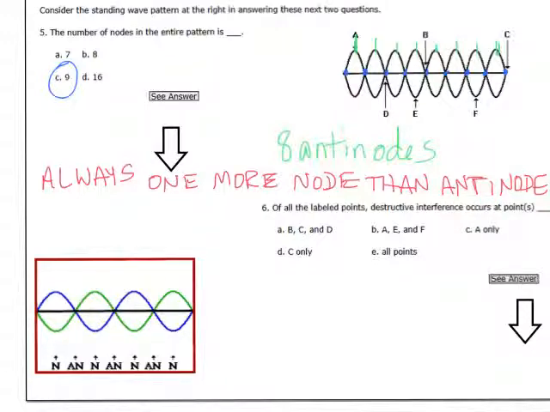Now for our other question, of all the labeled points, where is destructive interference occurring? I hope you remember that destructive interference is where the nodes are. So out of the choices that were given and the points that are labeled, you should get an answer of points B, C, and D.